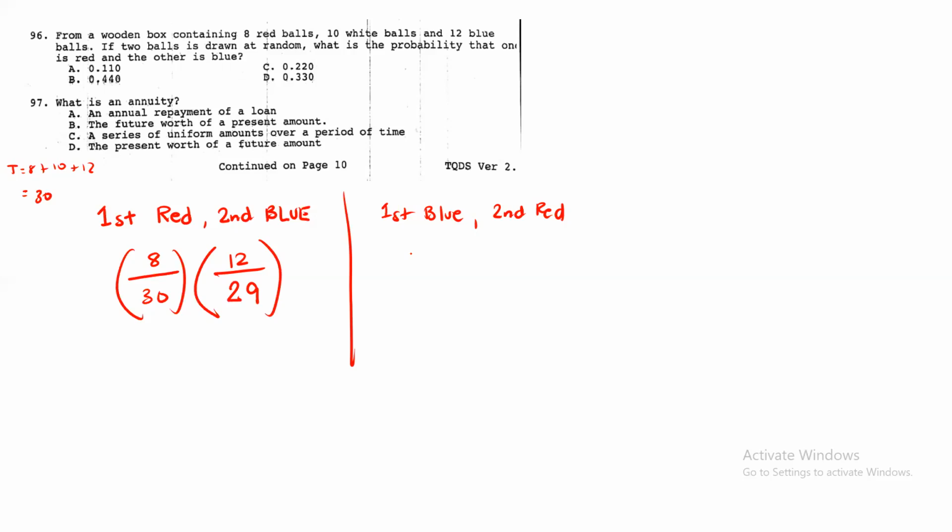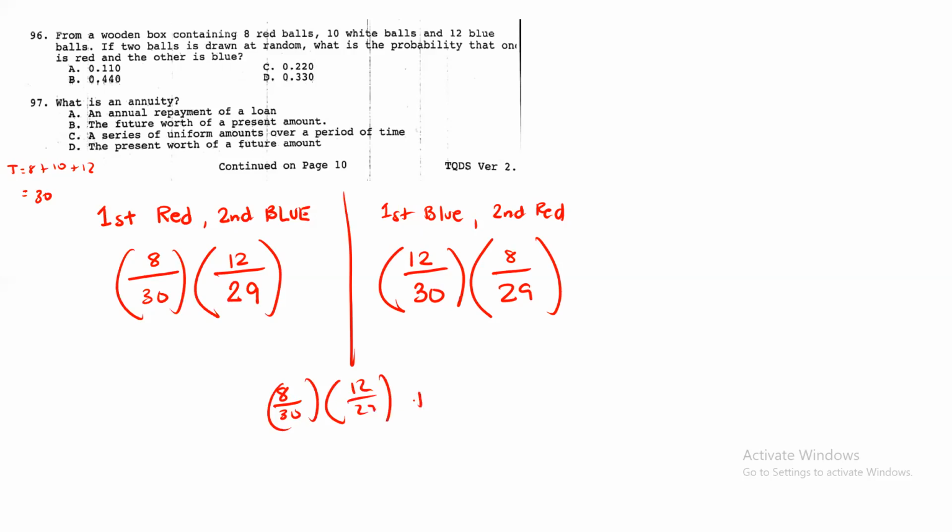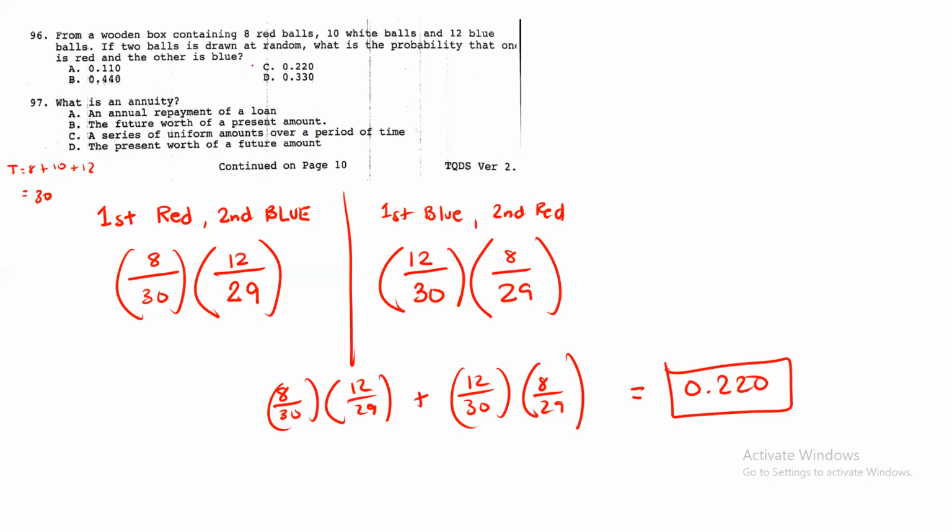Then, sa second scenario, first is yung blue ball. So, 12 over 30. Then, multiplied by second is red ball. So, 8 over 29 naman. Then, pag-add lang natin to. So, 8 over 30 times 12 over 29 plus pag-add lang natin yung dalawang scenario. So, 12 over 30 times 8 over 29. So, makuha natin dyan is, so, ilan yung makuha natin dito? 0.220. The answer is letter C.